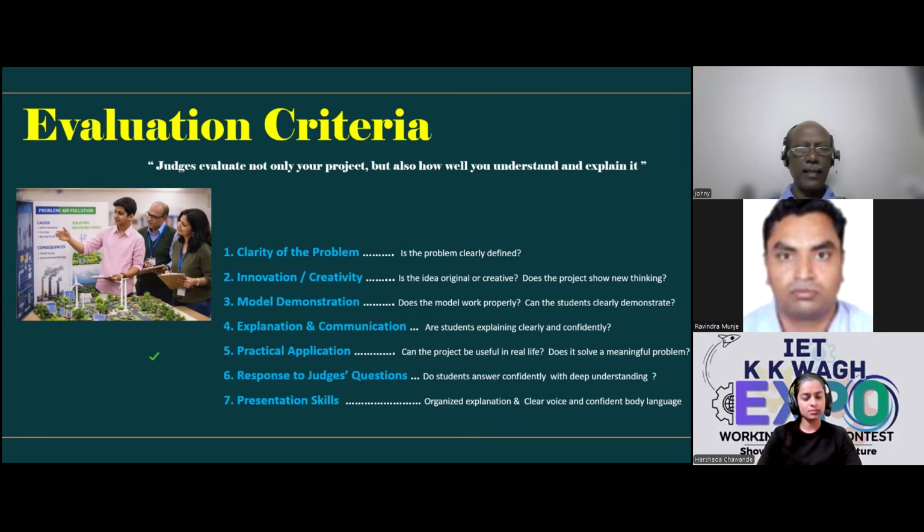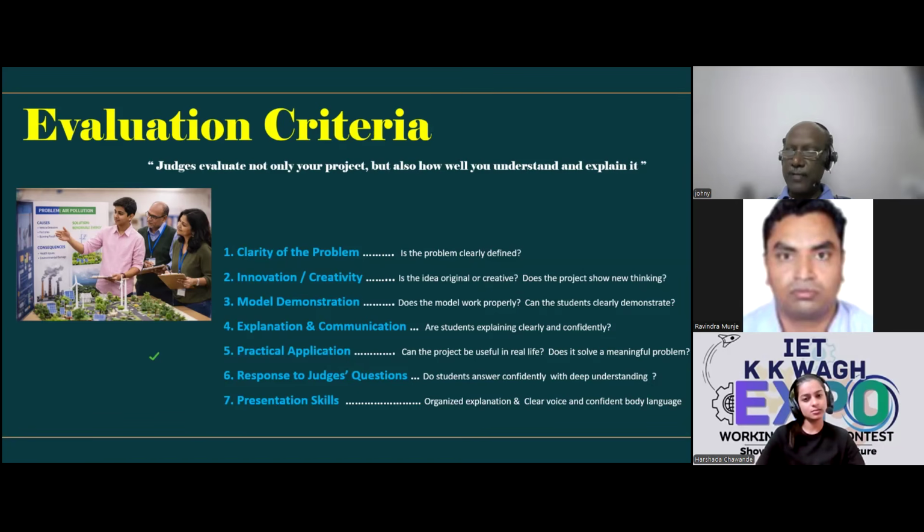Fifth, every engineer's project has got a practical application. Is your project useful in real life? Does it solve a meaningful problem for the common man? If your project is not useful, then it becomes a student project.